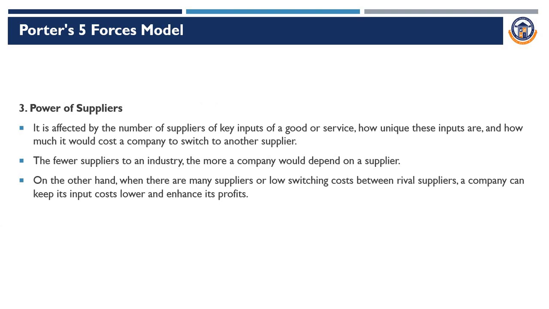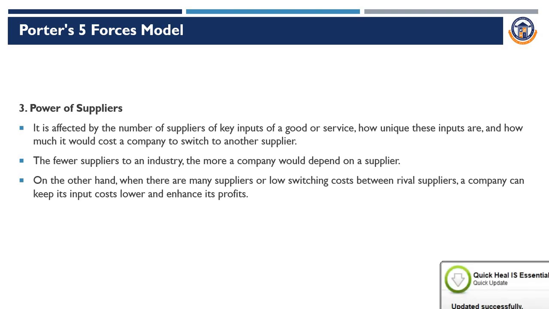The third one is the power of suppliers. It is affected by the number of suppliers of the key inputs of goods and services. If the raw materials supplied by the suppliers are more, the power of the supplier is very low. If the suppliers are very few, the power of the supplier is very high, so that they can supply the raw material and other products at a high price, so that finally the cost of production may increase, and it may decrease the profit of an organization.